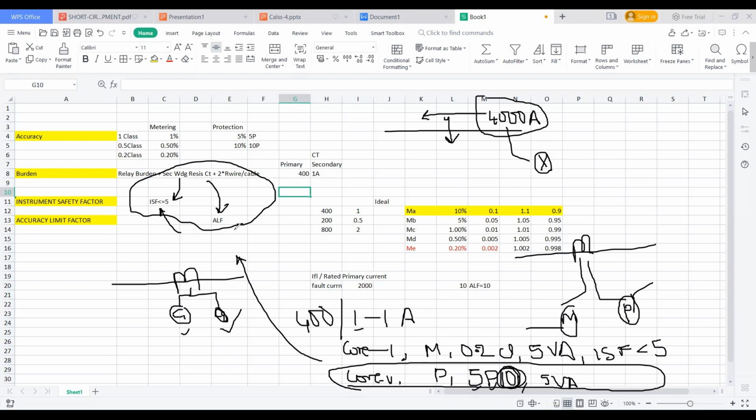If you check here also, no problem, but it is not much needed here. We generally use that condition to ensure the CT is not saturated by the DC component in the system. We'll talk about that in a while. So this is the condition that holds good here for metering and protection CTs. This is fine. Everything is good here.